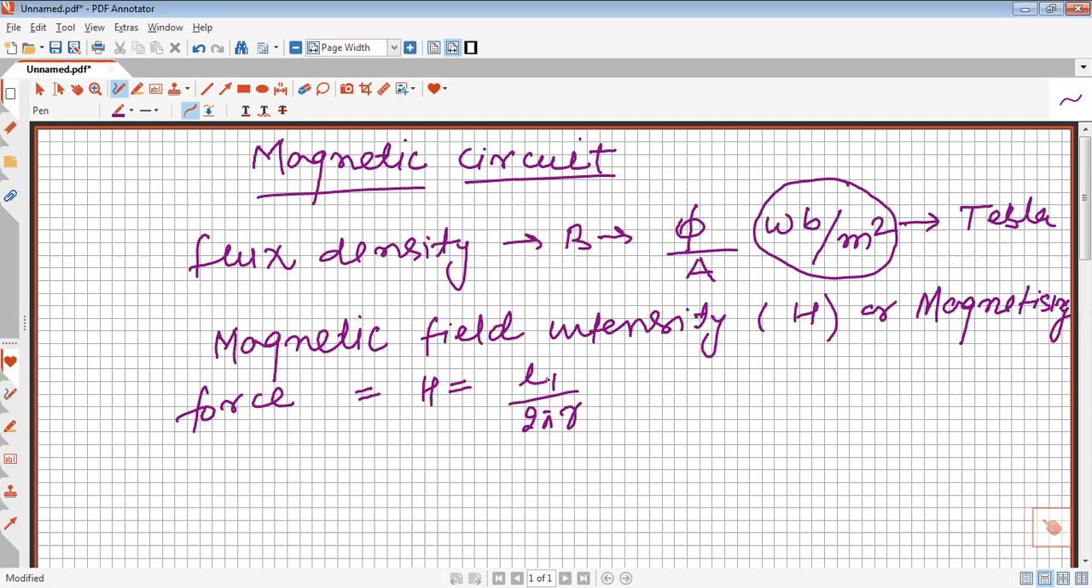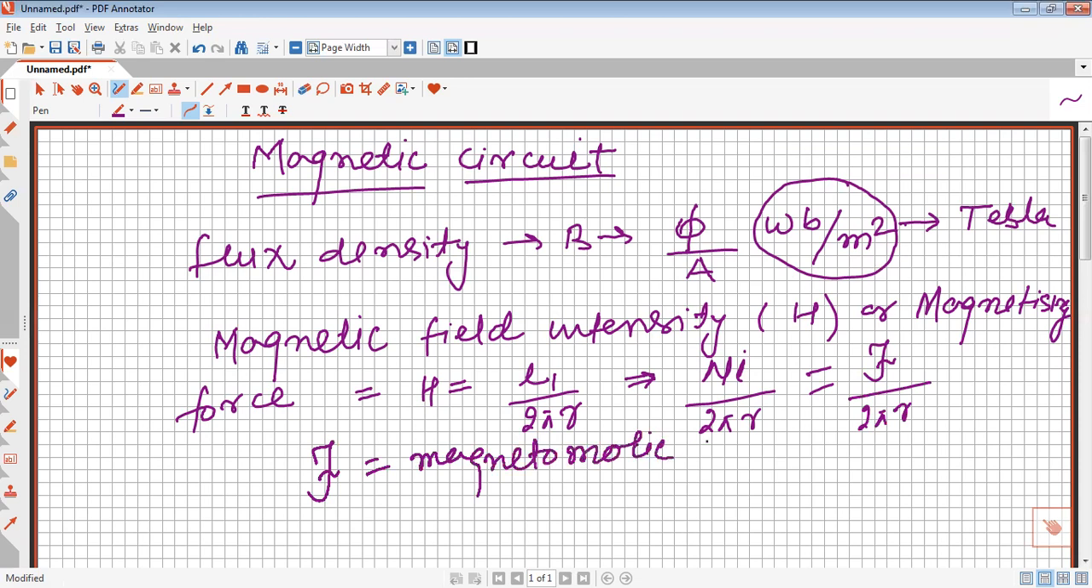And this is also represented by N into I divided by 2 pi R. N is the number of turns and I is the current flowing in the N turns. So N is multiplied. This term N into I has another name, called magnetomotive force, F, which is equal to the number of turns multiplied by current.